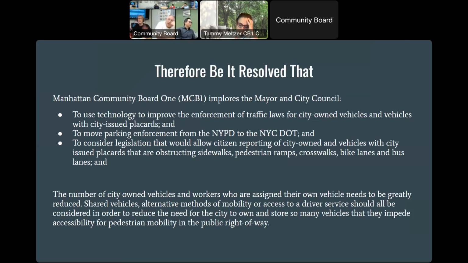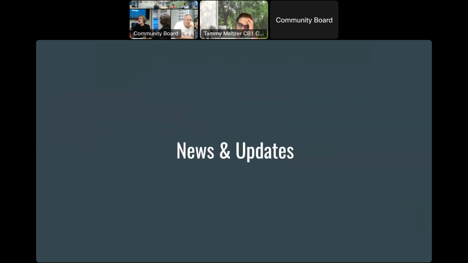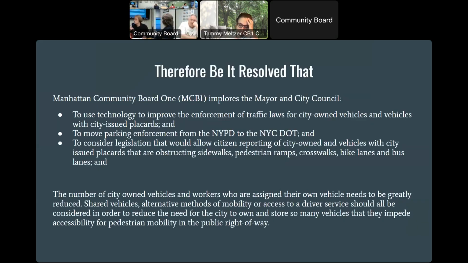Go to the next slide for a second. There may be one more. No, there isn't. I thought there was a thing saying to transfer it to the DOT. The second one, okay, the second one, because CB1 has a history of doing that. So there is a precedent where we have had a resolution. It was in 2020, specifically asking to move it from the NYPD to the DOT in the first place.